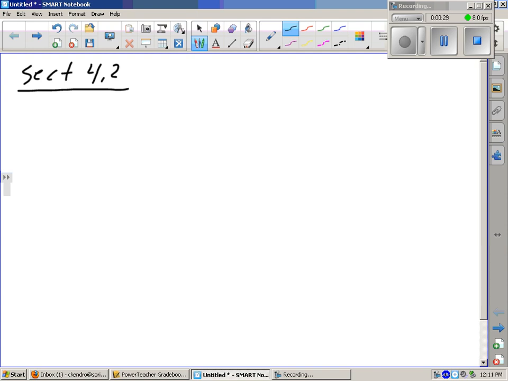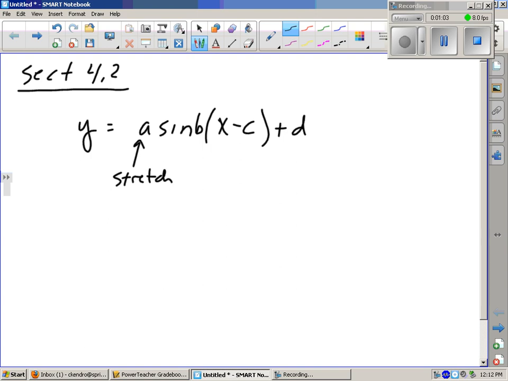So one of the things I want you to be aware of is the general equation for trig functions. y equals a sine, b, x minus c, and then plus d. So we have 4 letters. We've only done 3 of them so far. We've done this one, which is a stretch, and we've done this one, which is a slide. This is actually, go back to A, stretch or a shrink.